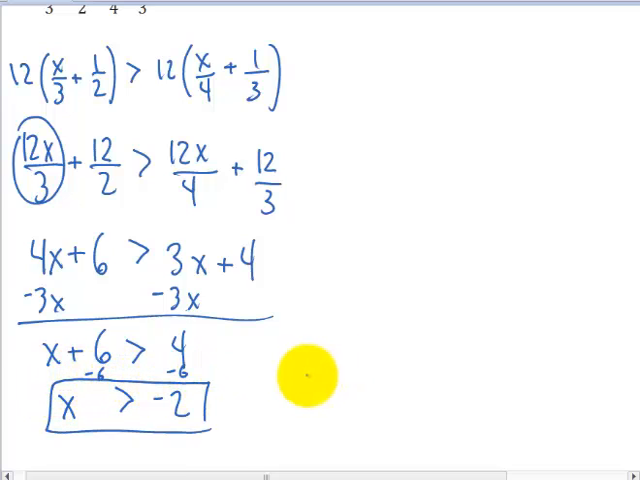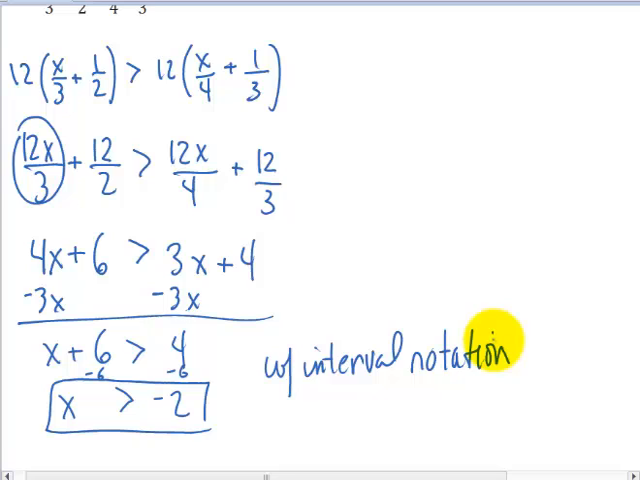So now, if I had to describe this with interval notation, I would just use x is on the interval from negative 2, because it's greater than, up to infinity. And I would use an open bracket there because it's greater than.